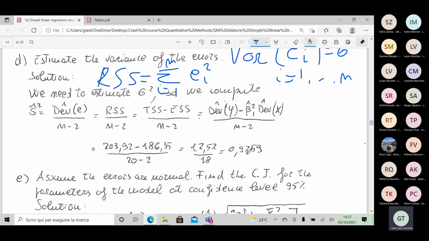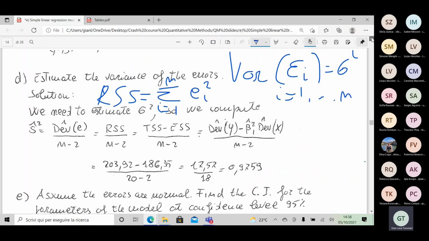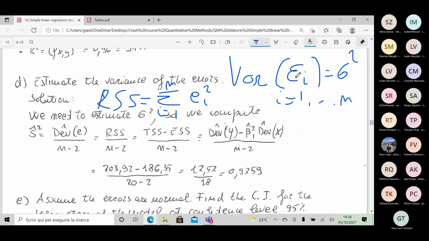And you get 0.9759. So this is an unbiased estimate of the variance of the error. Okay, so this is the variance of the residual, which provides an unbiased estimate of sigma square. So S hat square is an unbiased estimator of sigma square. After having inserted the data, you get an estimate. But this, as I told you, is an unbiased estimator of sigma square.